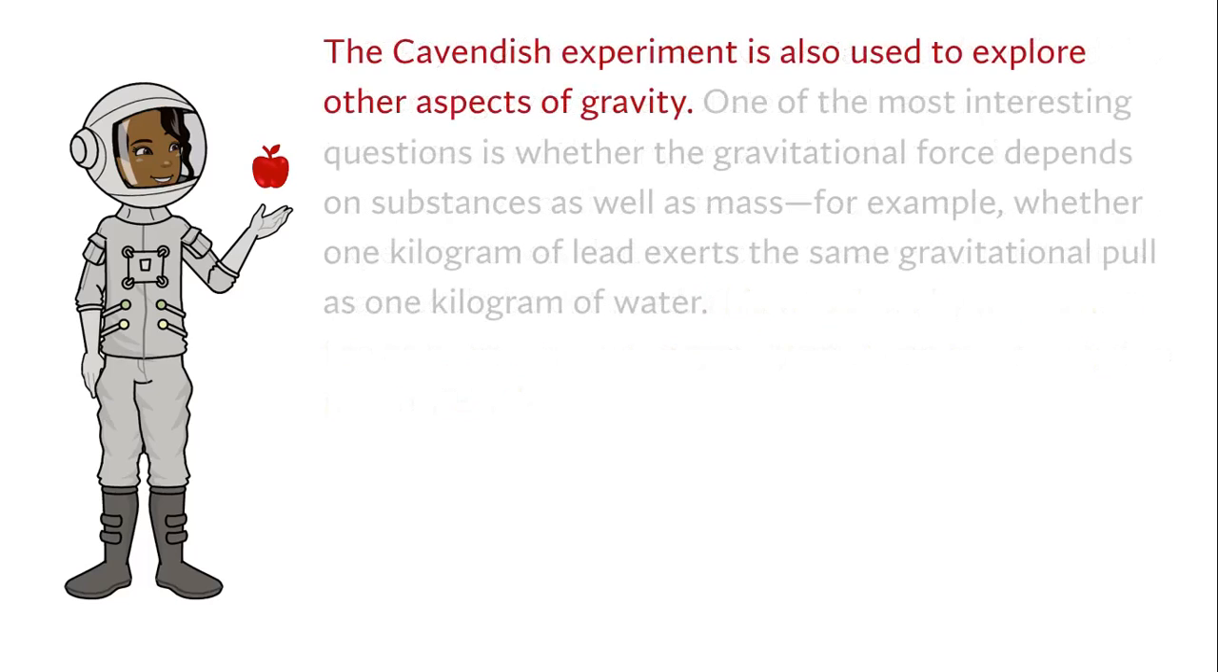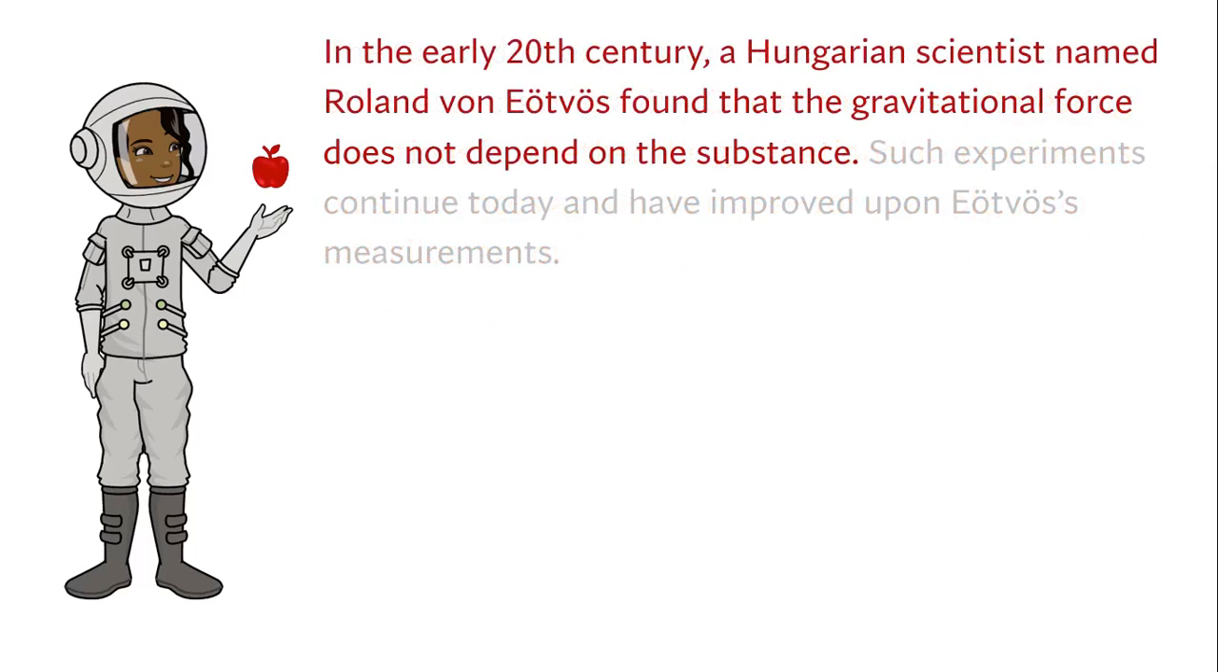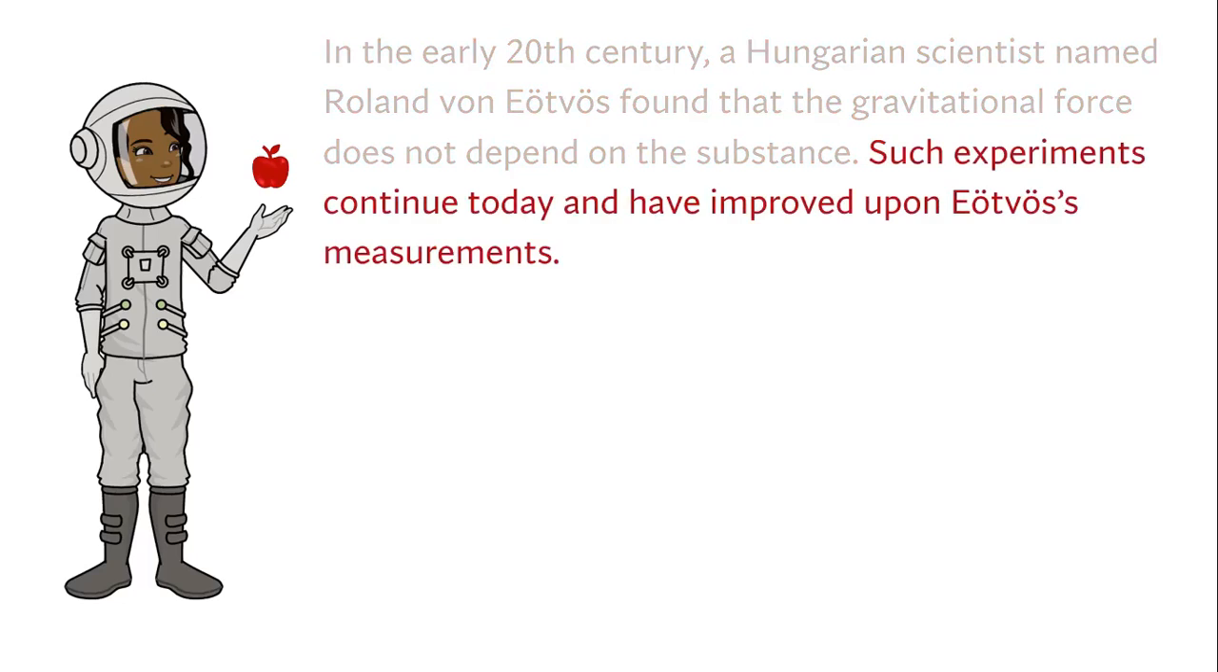The Cavendish experiment is also used to explore other aspects of gravity. One of the most interesting questions is whether the gravitational force depends on substances as well as mass. For example, whether 1 kilogram of lead exerts the same gravitational pull as 1 kilogram of water. In the early 20th century, a Hungarian scientist named Roland von Eötvös found that the gravitational force does not depend on the substance. Such experiments continue today and have improved upon Eötvös's measurements.